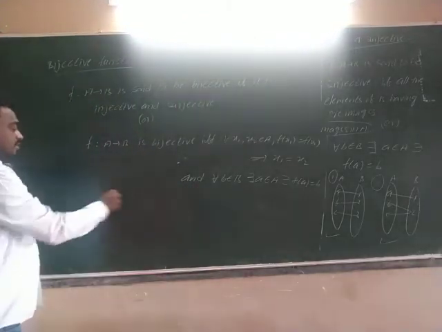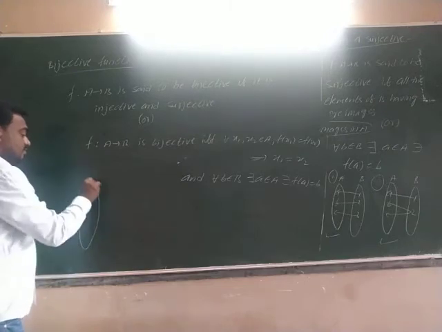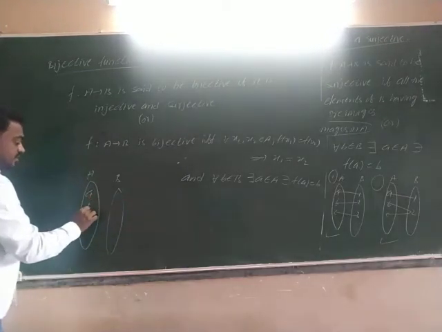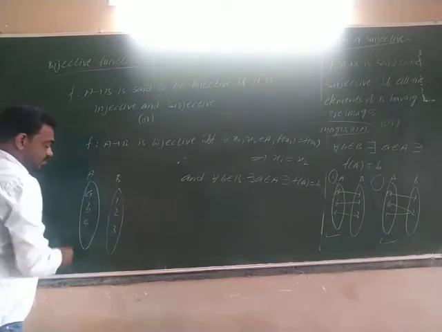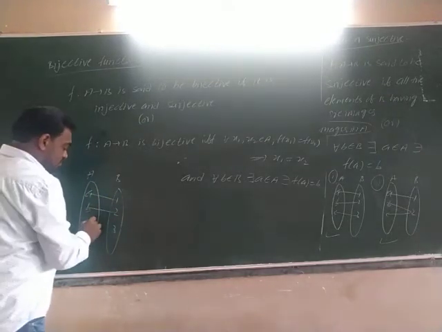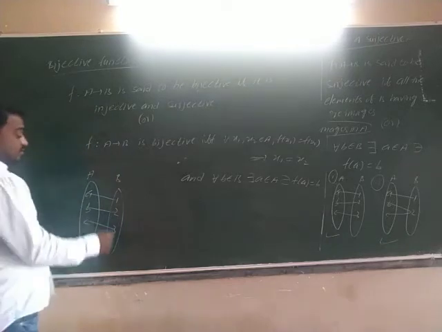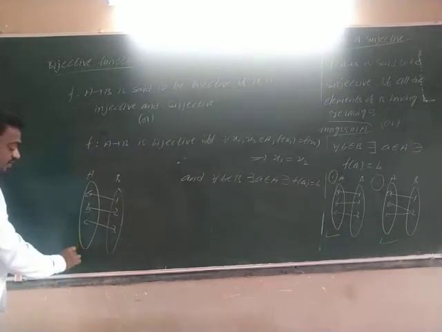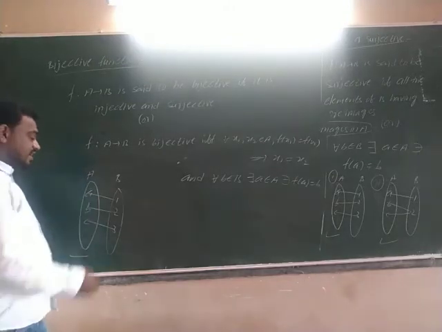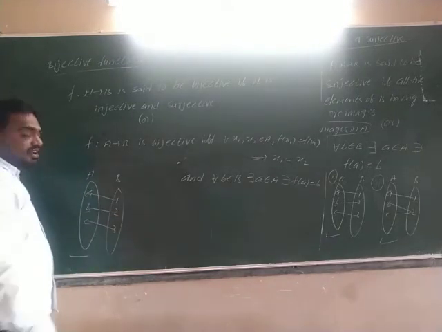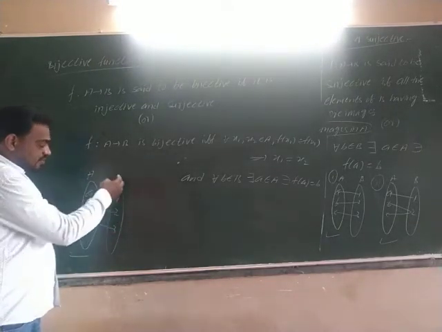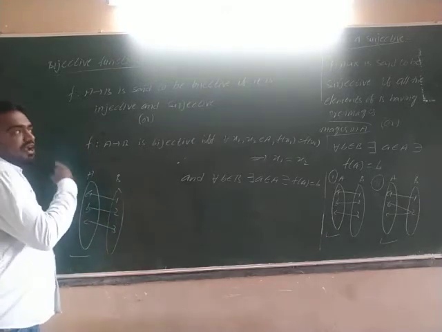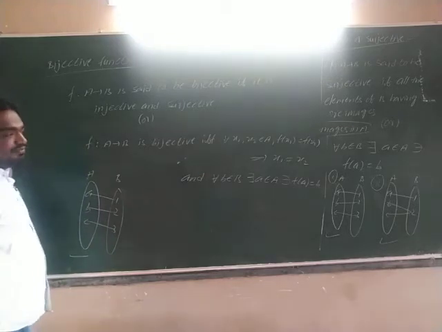See one example. Set A: a, b, c, and set B: 1, 2, 3. a related to 1, b related to 2, c related to 3. So it is the bijective function because it is one-one, every element has a pre-image, and every element in set B having pre-images. So it is onto. It is one-one and onto, meaning bijective function.